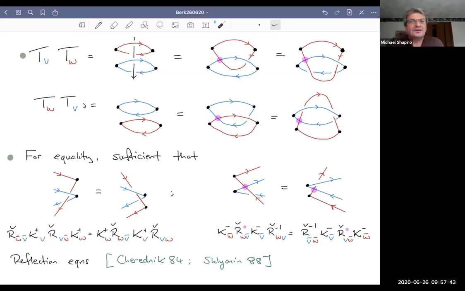Type B and C Hecke algebras. I'm sorry, may I ask a question? Yes. I'm not familiar with this stuff, but I was recently introduced to this reflection equation, and it has a completely different form. Some of the matrices were transposed. At least it looked different from what's written here. What is the connection?